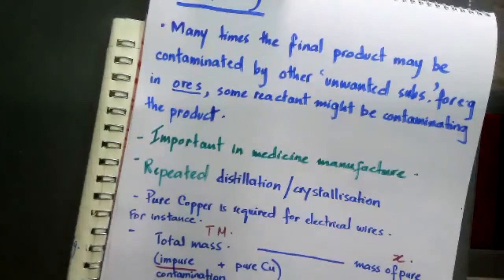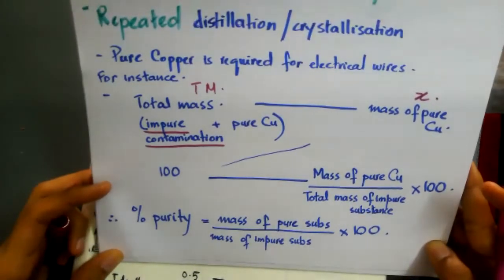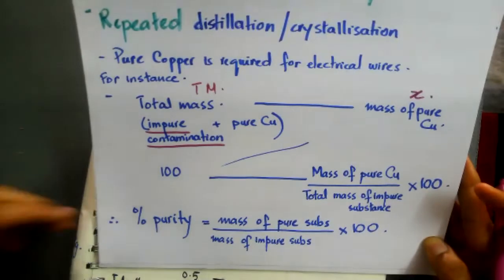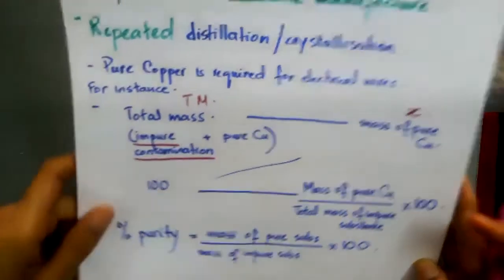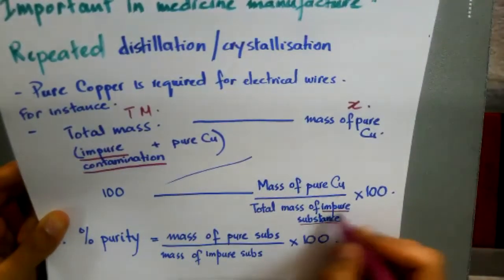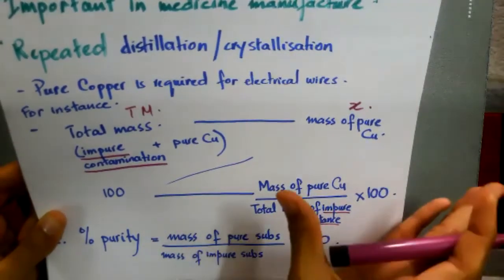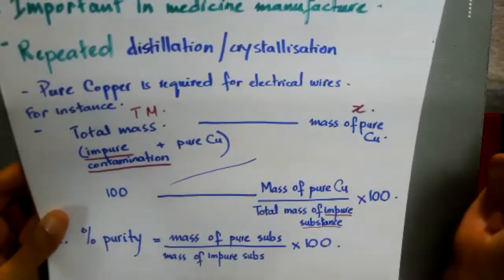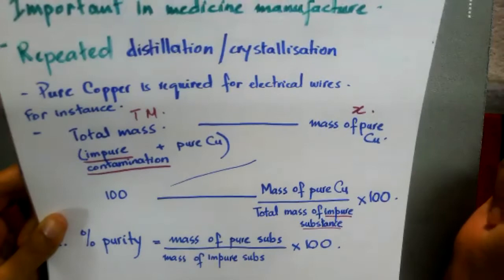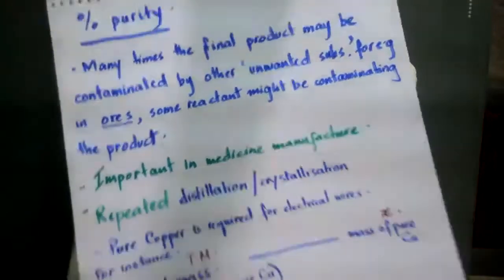Zainab: Miss, when you wrote mass of pure copper divided by the total mass of the impure substance, does that mean just the impure substance or the entire total mass? Yes, the entire total mass. What I mean by impure substance is not just the impurities, but impure plus pure. I mean the total of everything that you have, from which you are taking out the pure substance. We will do questions and you will understand. Is there any other question? Okay, let's move on.